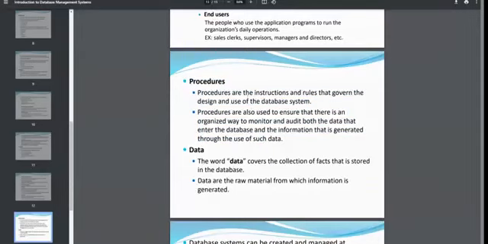Here, there are some instructions. We should focus on instructions and rules or guidelines. The other thing is organization and monitoring, right? It is an organized way to handle both the data that enter the database and the information generated through the use of such data. They are related to procedures. Very important sections are guidelines and rules, and the next is the organization and monitoring section. These belong to procedures.